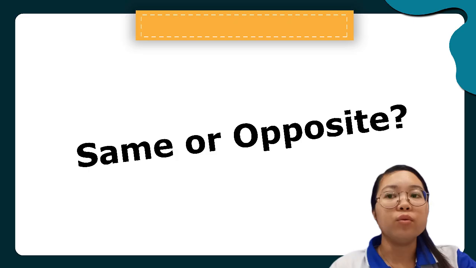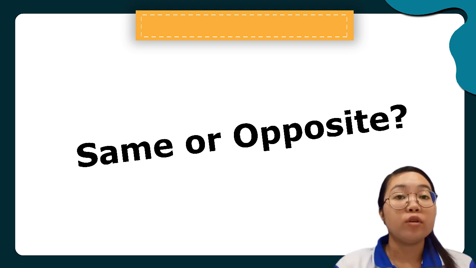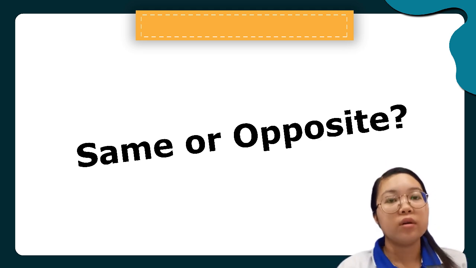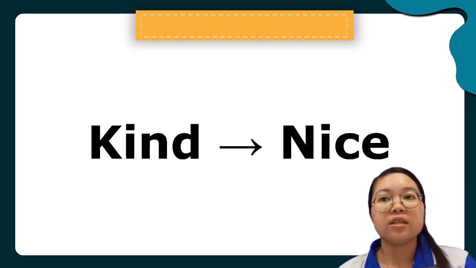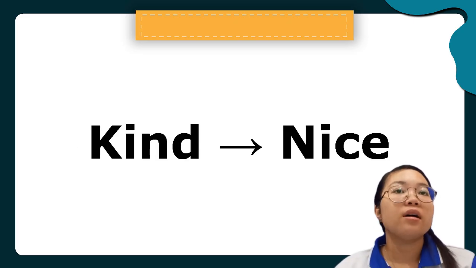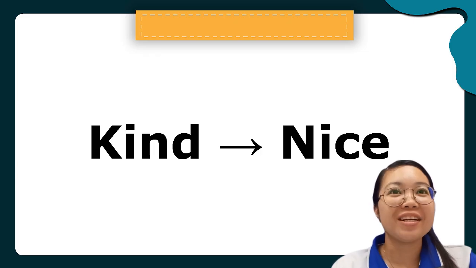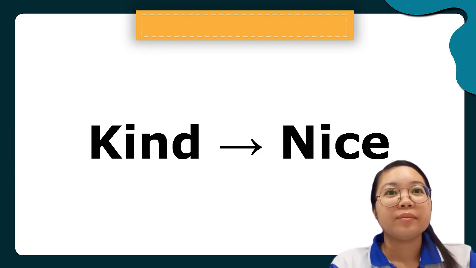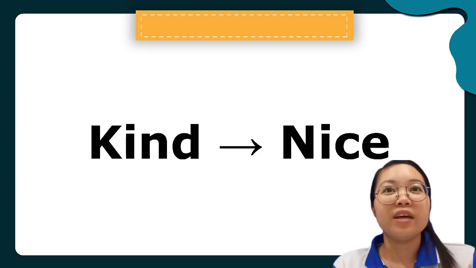Now, I have here an activity entitled Same or Opposite. All you have to do is to identify if the word is opposite or same. So the first word is kind. What do you think is the answer? Is it opposite or same in meaning? Okay, our first word is same. Okay, so number two, our word is strong.